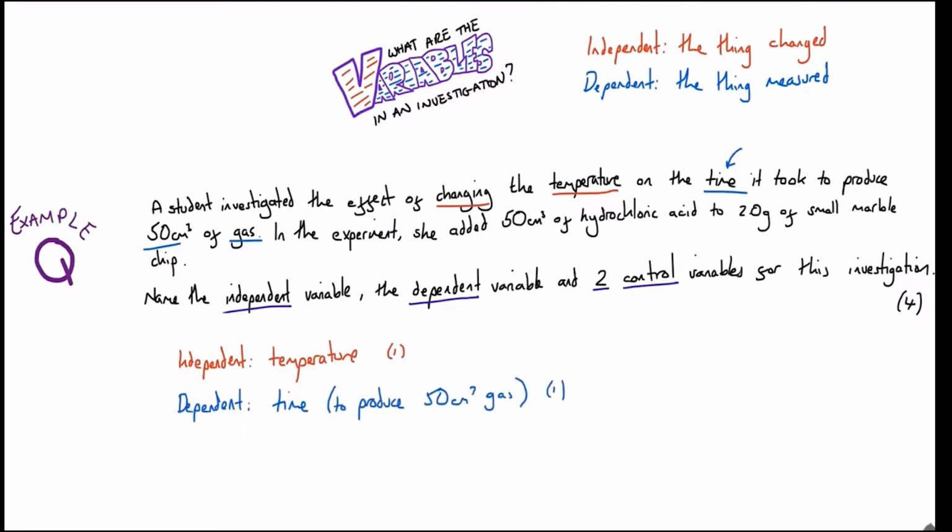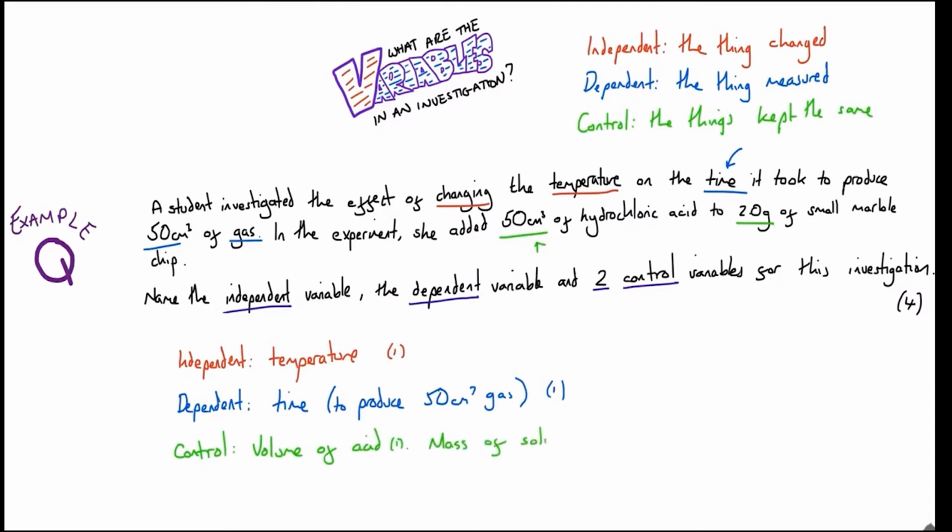And then finally the control variables. What are we going to keep the same? And there are loads. So if we have a look at this one, she's added 50 centimeters cubed of hydrochloric acid. She's changing the temperature, but the volume of acid should always be the same. So one of those is the volume of acid. The mass of marble chip, 2 grams, it should be kept the same every single time. And then the acid can have different concentrations. We're not changing that, so that must be kept the same.